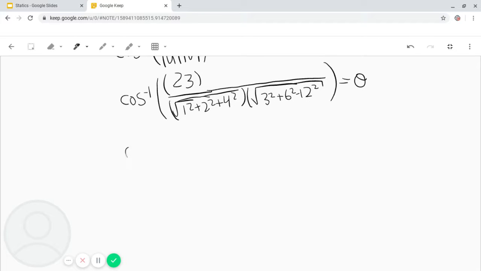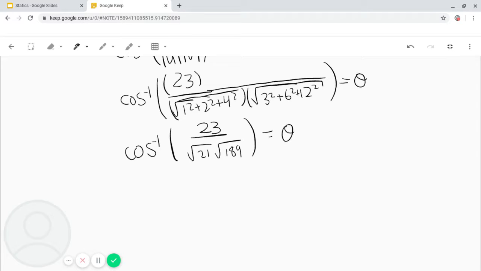And this will give us arc cos of 23 over, well, I guess we can say, so 1 plus 4 plus 16 is 21 times root of 9 plus 36 plus 144, sorry, that should be a plus, which is 189. And just putting that in the calculator, you could simplify, I suppose, or do more by hand, but at this point it would just be just as easy to put in the calculator.